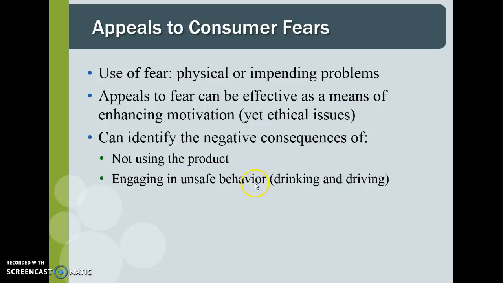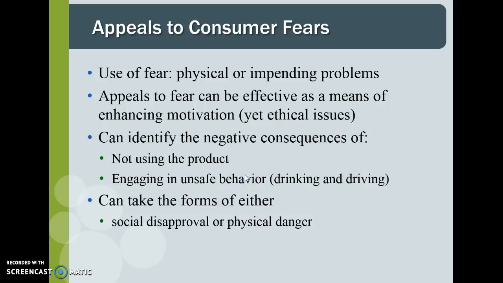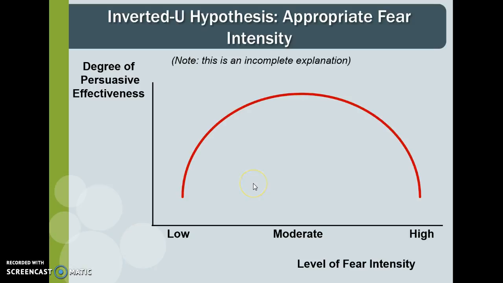Unsafe behavior, like drinking and driving, uses fear appeals for that all the time. They can take the form of either social disapproval, so look at what people think of you if you did this, or actual physical danger. The inverted U hypothesis. Again, this is not a complete explanation. Looking at degree of persuasive effectiveness, if it's low fear, not very helpful, and with moderate amounts of fear, we're good. We're doing pretty good. Hey, we're buying life insurance.